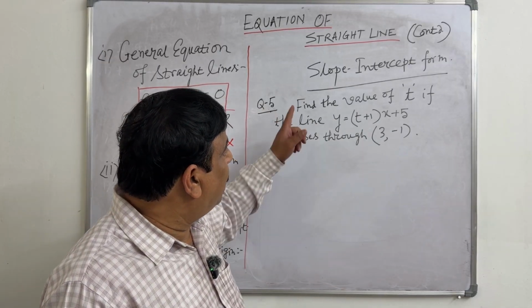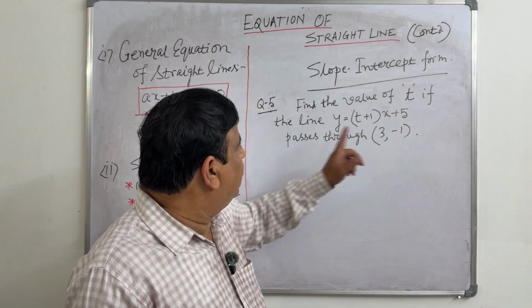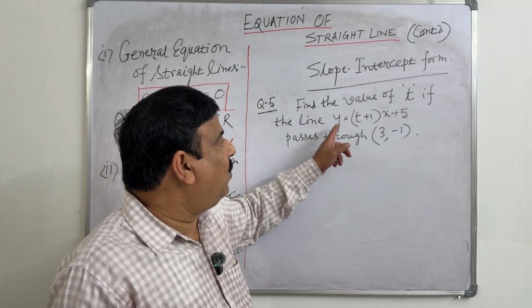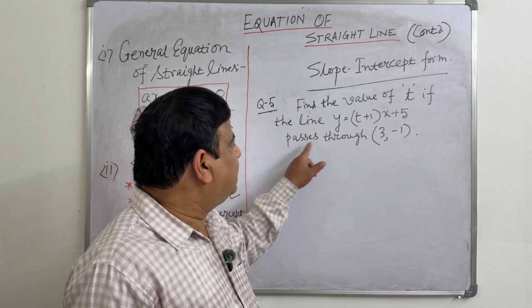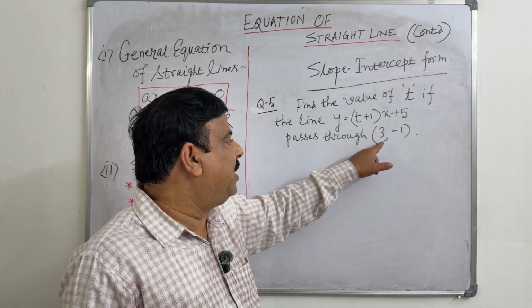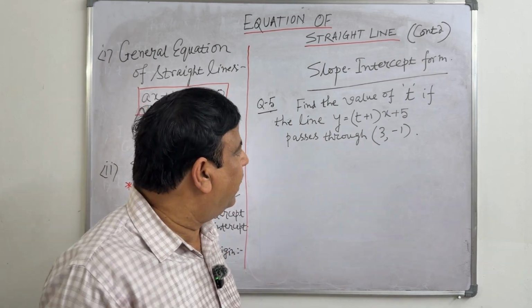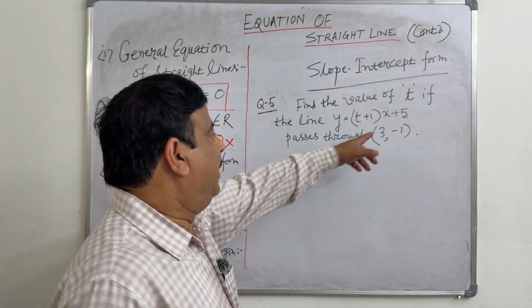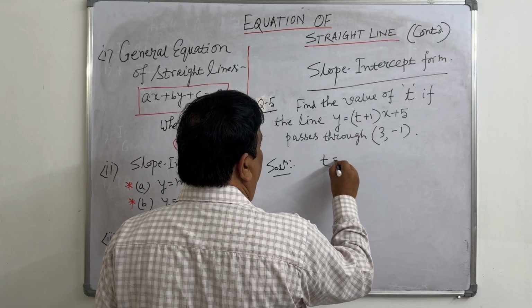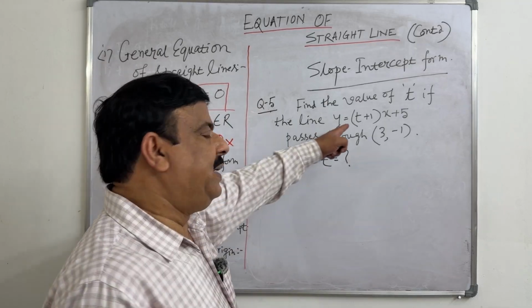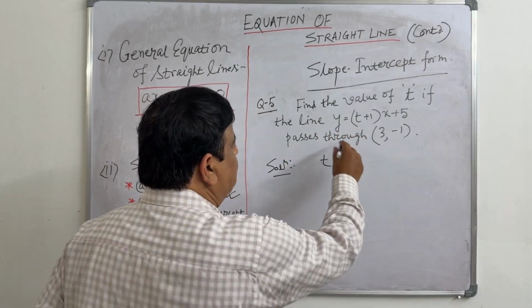What is the problem? Find the value of t if the line equation y is equal to (t plus 1) into x plus 5 passes through a point with coordinates 3 comma minus 1. So I have to find out the value of t. This is unknown. What is the solution? I have to find out the value of t, because this line is passing through this point.